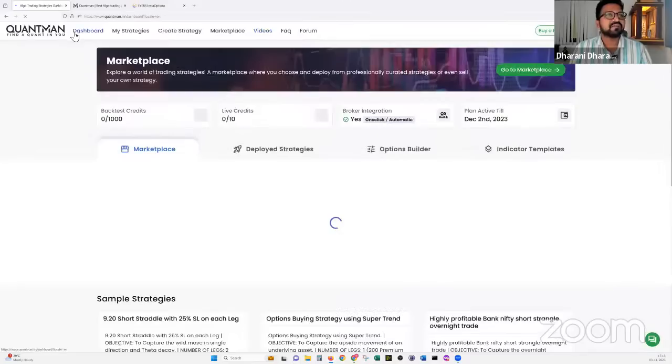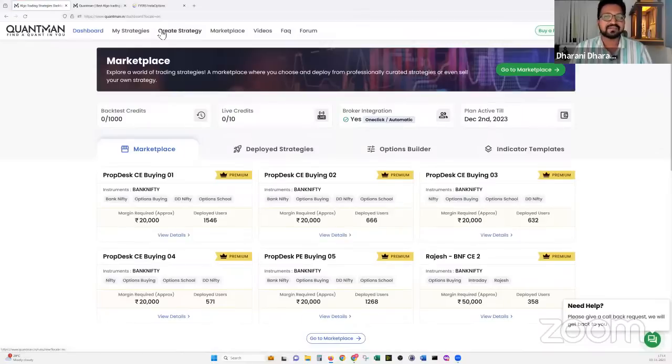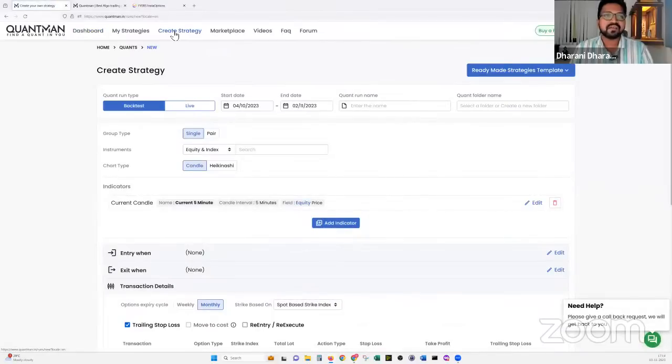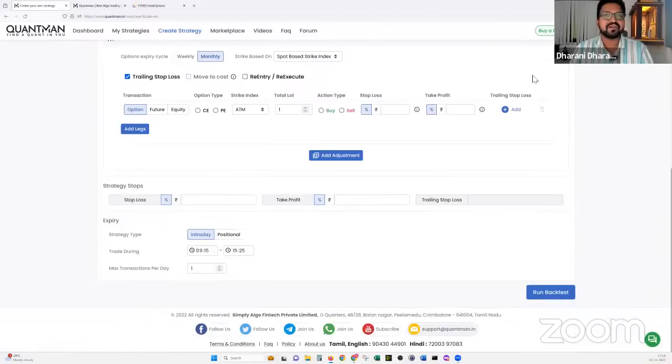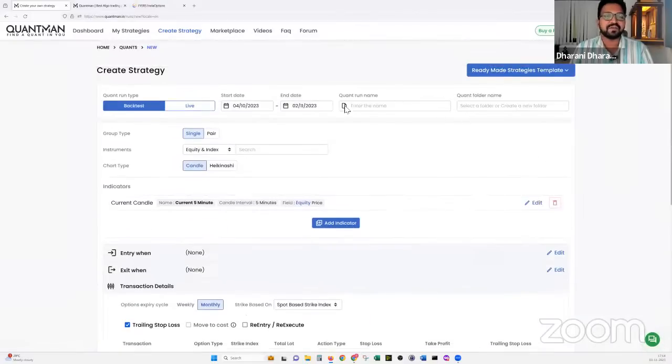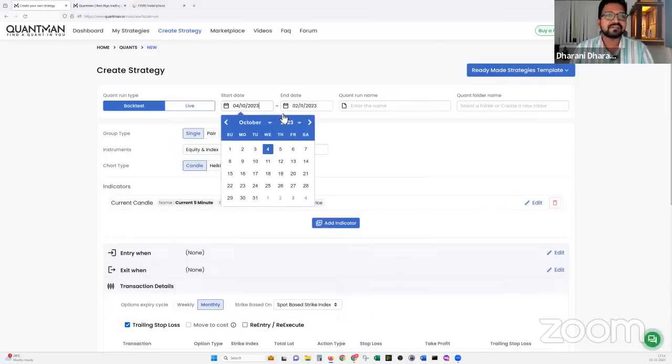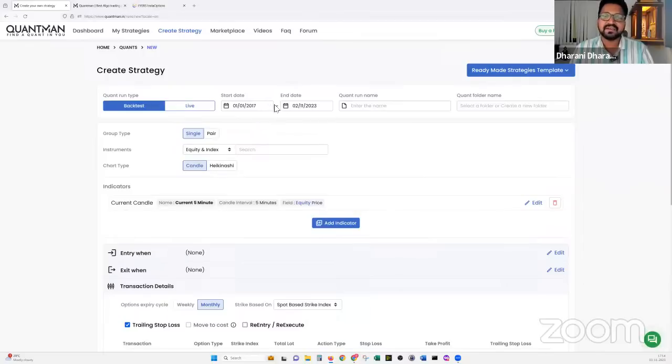Now let me go and create a strategy. I'm going to first backtest it, and then deploy it. The first and foremost thing is we need to create it, right? So we'll click on create strategy. Once you click on create strategy, this is the page where we are going to create the strategy for backtesting. For backtesting, we can backtest from the year 2017 till date. I'm doing it from 1st of January till date.